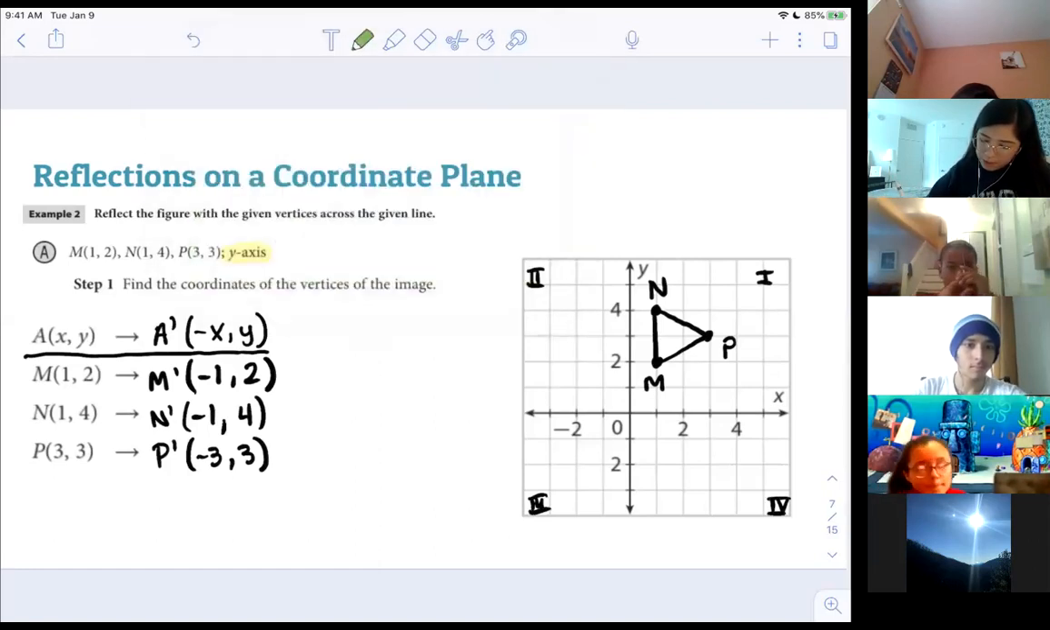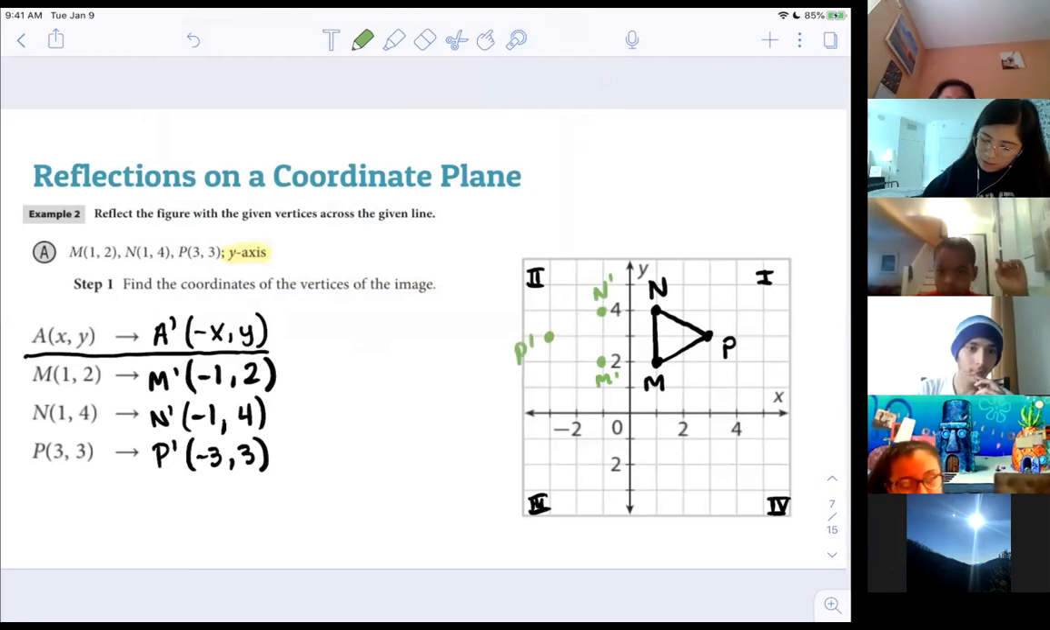M is -1, comma 2, n prime. Then -1, comma 4, n prime. And -3, comma 3, p prime. That's exactly what happened.